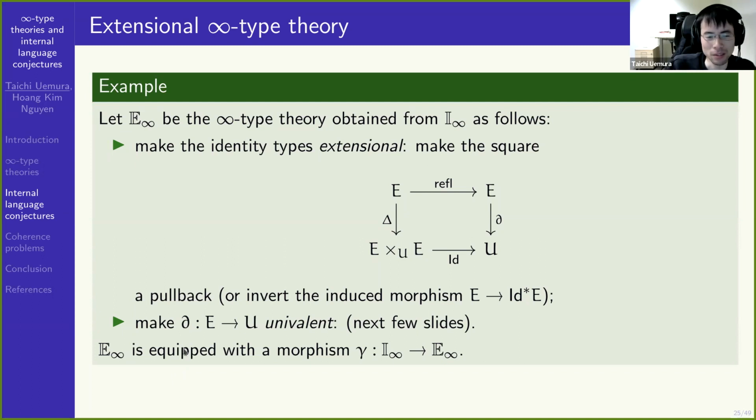And we also make this generating representable map univalent. We'll explain later. And then by definition, because E infinity is obtained from I infinity by this operation, we have an obvious morphism from I infinity to E infinity. Okay. E infinity is the initial infinity type theory equipped with these morphisms such that the square is Pullback and this representable map is univalent.